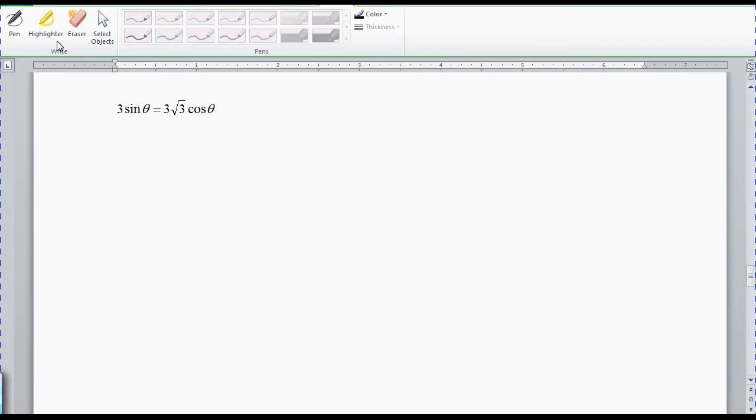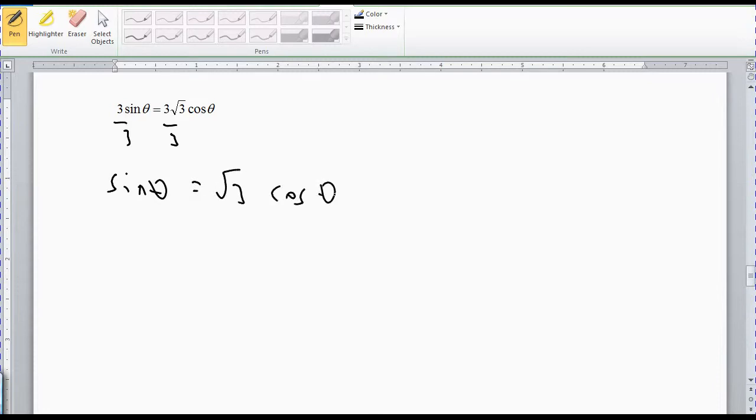Now let's look at this example. This one is different than the other ones. What I want to do is manipulate this. One thing I can do immediately is go ahead and divide both sides by 3. That may or may not be a good thing, but what it does do is get rid of one of those numbers that I may or may not need, and it just makes it a little bit easier to see.